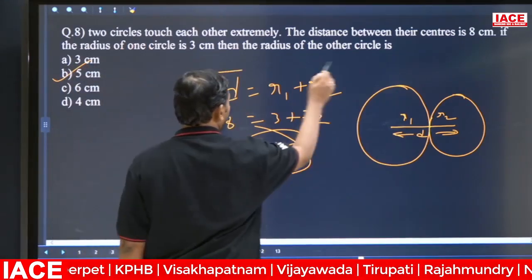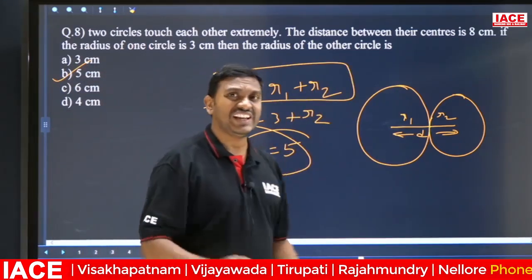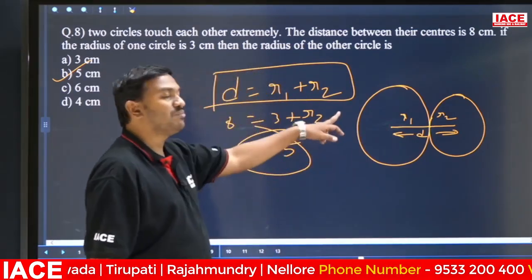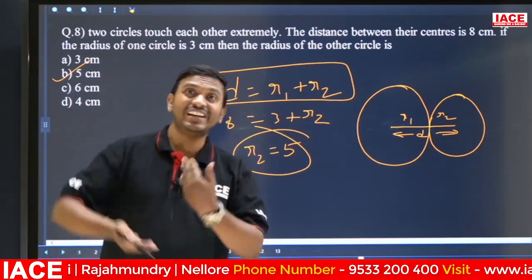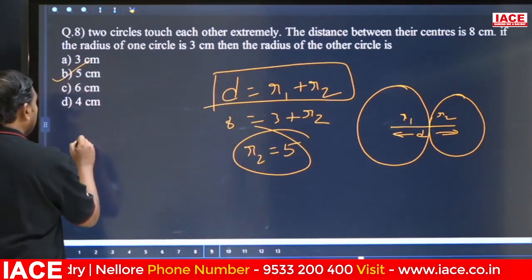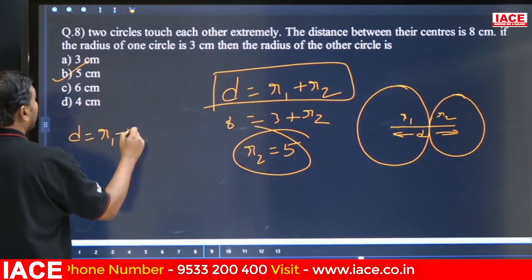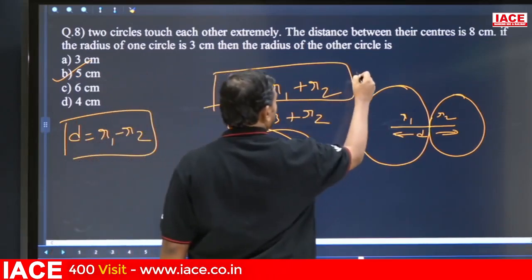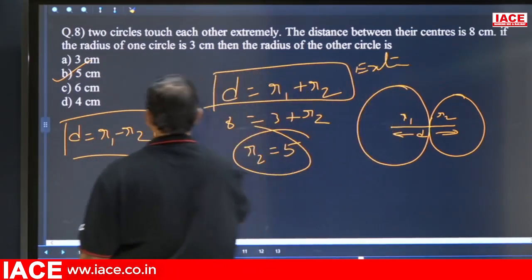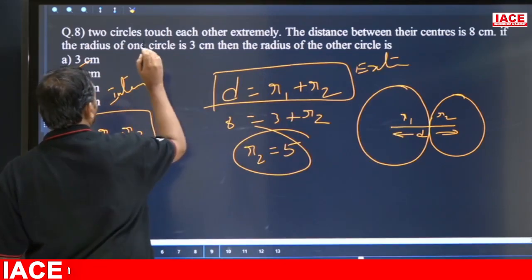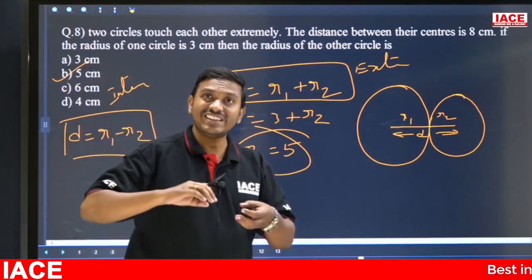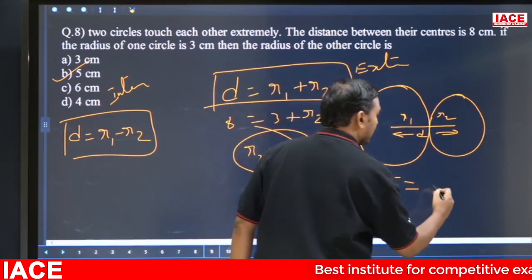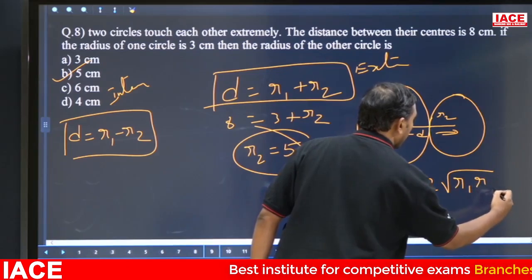So here this is the point you have to know. If two circles touch each other externally, D equal to R1 plus R2. If two circles touch each other internally, then D equal to R1 minus R2. This is for externally, and this is for internally. Okay, and when two circles touch each other externally, what is the direct common tangent formula? The direct common tangent formula is 2 root R1 R2.